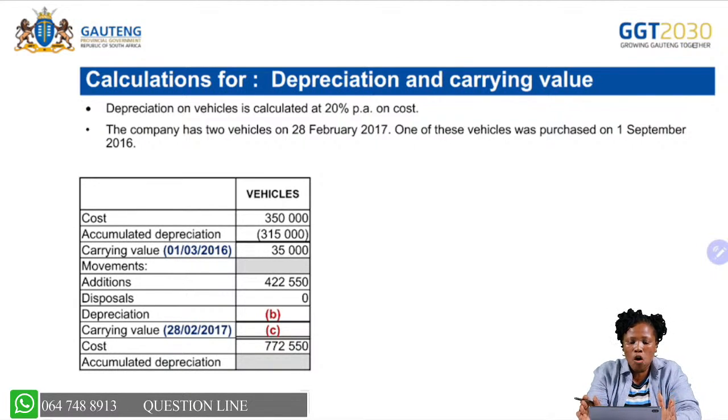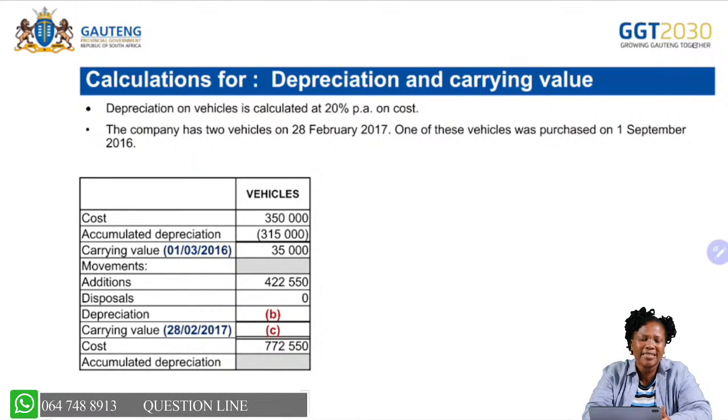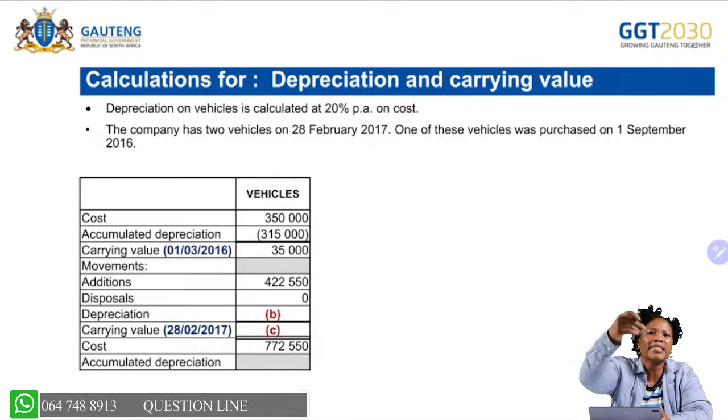We are using the cost price. When you calculate 350,000 multiplied by 20%, it's going to give you about 70,000 if I'm not wrong. I hope there is an answer that you are going to get. And then you look at your carrying value. Your carrying value is just merely 35,000. And remember that you cannot depreciate an asset in excess of its cost price.